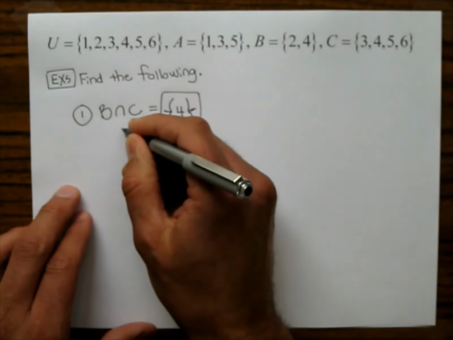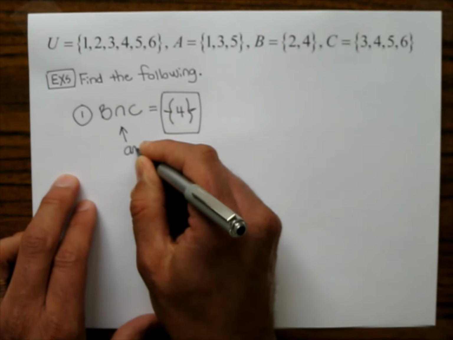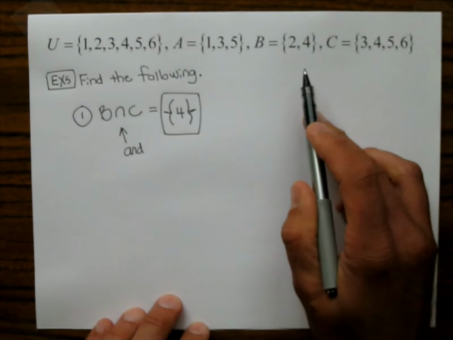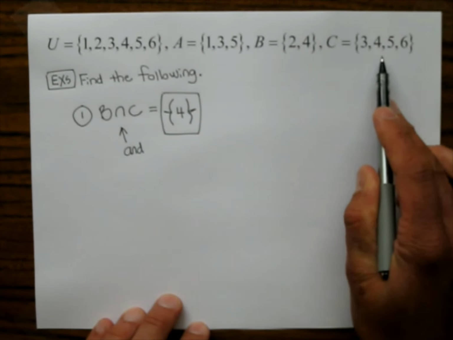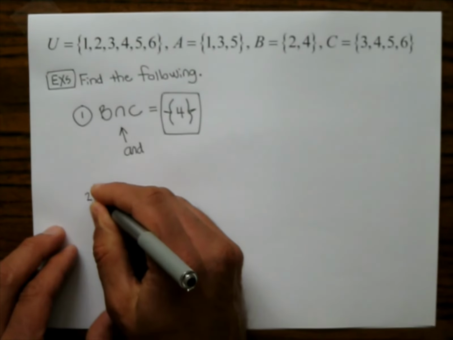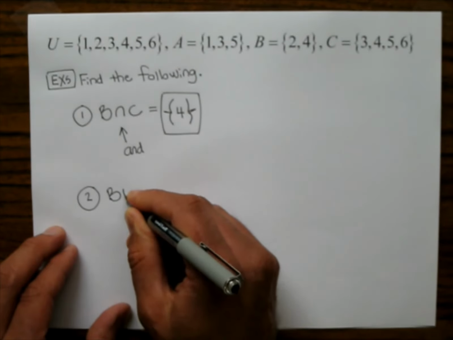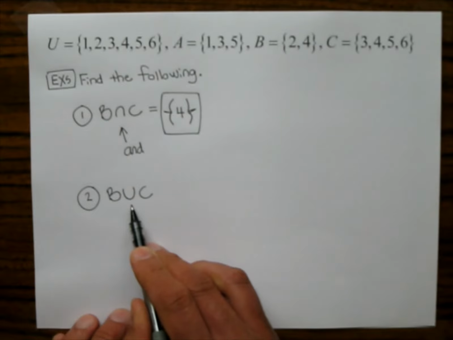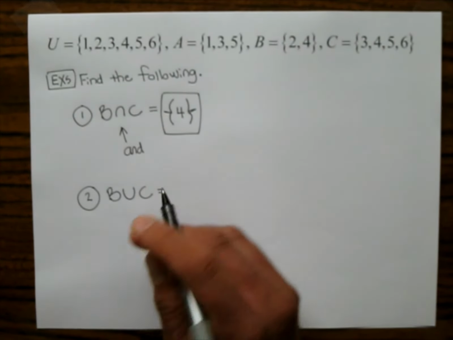You may have done this in an algebra class. This intersection is sometimes known as the AND, because it tells you what is in set B and in set C. Let's go ahead and do another problem. Problem 2, B, and then there's a U and C. Now this U is not to be confused with the universal set, and we're going to see what that definition tells us.